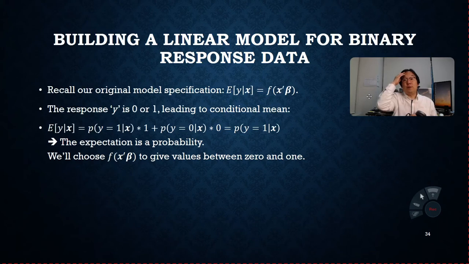Building a linear model for binary response data, okay? Recall our original model specification: expected value of y given x should be a function of x times beta. The response y is 1 or 0, leading to the conditional mean, right? Expected value of y given x should be like this. Bernoulli distribution, kind of. Either you have a jackpot or not. Probability of having it, or the other probability of going bankrupt, kind of things. P times 1 minus P, kind of things will happen, right? And the result is 1 versus 0.